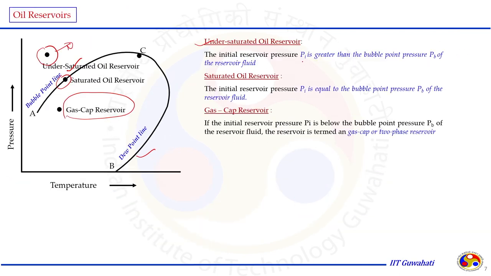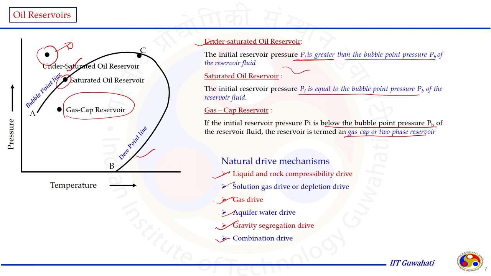So let's recap what we learned about the different types of oil reservoir. This is the classification for the oil reservoir. For an undersaturated oil reservoir, Pi, the initial pressure of the reservoir, is greater than the bubble point pressure Pb. Under the saturated condition, this Pi is equal to the bubble point pressure Pb. And in the gas cap reservoir, the reservoir pressure is below the bubble point pressure and it is in the two-phase region. The reservoir is called a two-phase reservoir.